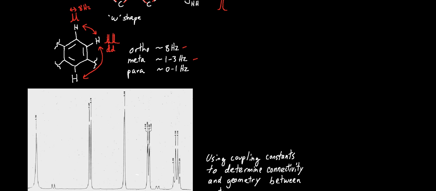And then this one right here is only coupled meta, so this would just be a finely coupled doublet like that. In fact, though, sometimes we see 4 bonds all the way across, para, very weakly. Sometimes we see it, sometimes we don't. Okay.